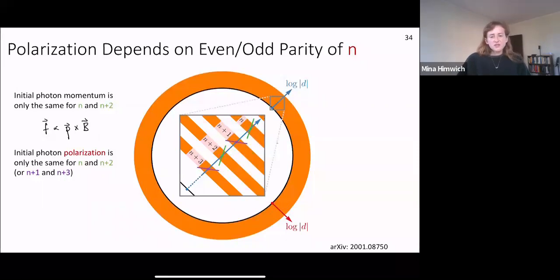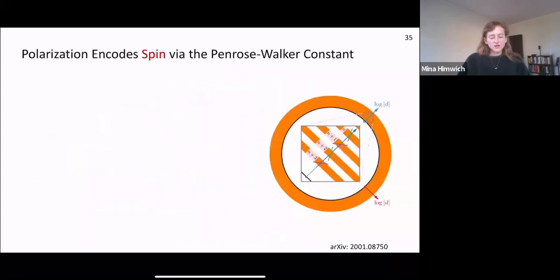But there is a way to make a relation between the even and the odd subrings if we make the assumption of equatorial reflection symmetry of the matter on the black hole. Equatorial reflection symmetry will imply that the polarization encodes spin via the Penrose-Walker constant in a way that I'll explain. But first, I want to comment that equatorial reflection symmetry is, like axisymmetry and stationarity, a symmetry of the Kerr geometry. And we find that under time averaging, most realistic matter distributions obey equatorial reflection symmetry. So I think it's a good symmetry to assume.